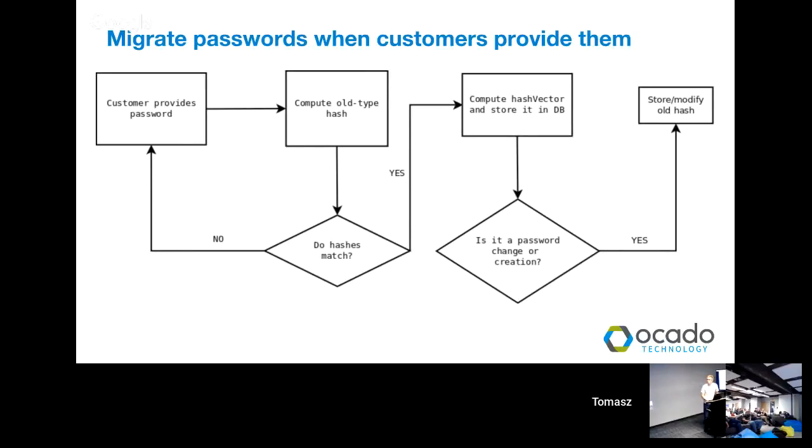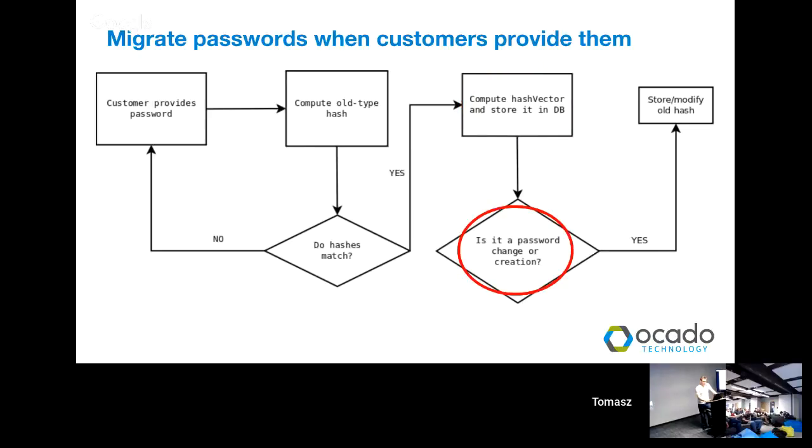So what about migrating passwords when customers provide them? This is a simple scenario. Customer provides a password, and we're computing the old hash that we already have. If they don't match, that's an easy thing, we just show them an error page. But if the passwords match, we can compute the hash vector and store it in the database.